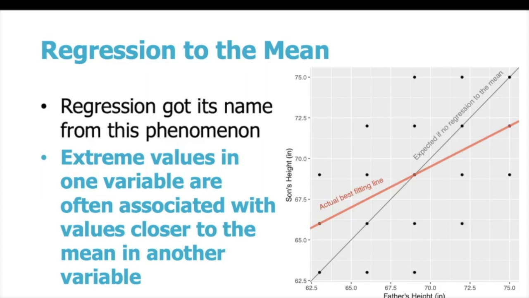So even at the highest, where the father is 75 inches tall, you do see that some sons are 75 inches tall. That doesn't say that it's not a possibility or not going to happen sometimes or even often. But on average, they're going to be shorter. And that is where regression got its name. It's because that line represents the regression to the mean line.